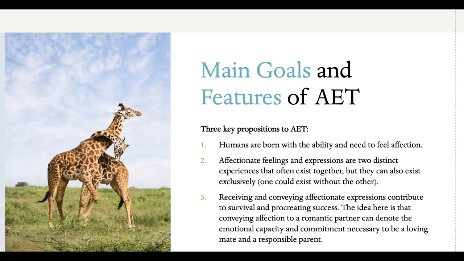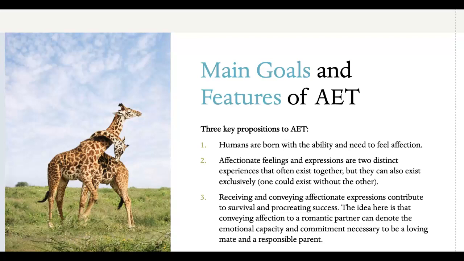Now, the main goals and features of AET, well, there are three key propositions. Number one, humans are born with the ability and the need to feel affection. So it is inherent in ourselves, this ability to show affection and the need to feel affection. And that affectionate feelings and expressions are two distinct experiences that often exist together, but they can also exist exclusively.